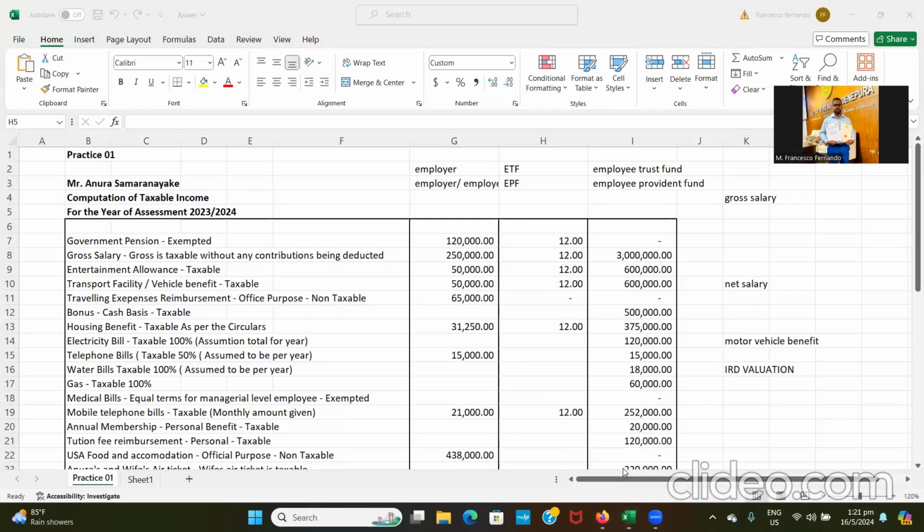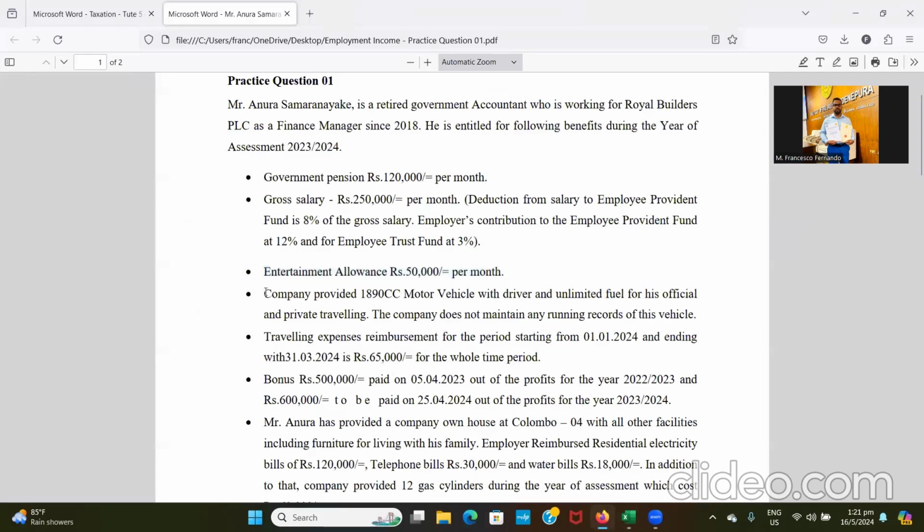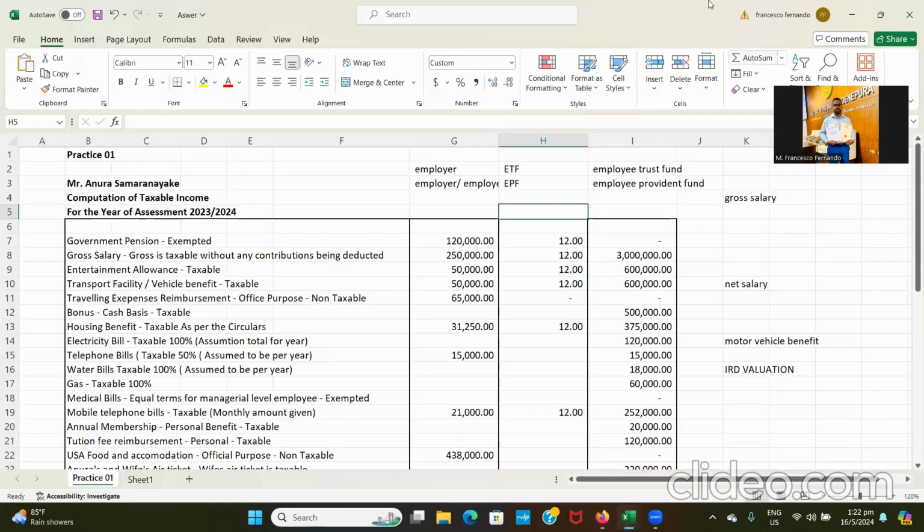Then moving forward, if we take this one: company provided 1890cc motor vehicle with driver and unlimited fuel for his official and private traveling. Company does not maintain any running records of this vehicle. So the company has provided a vehicle with driver and unlimited fuel, 1890cc, for his official and private traveling. Now let's see what to do with this.